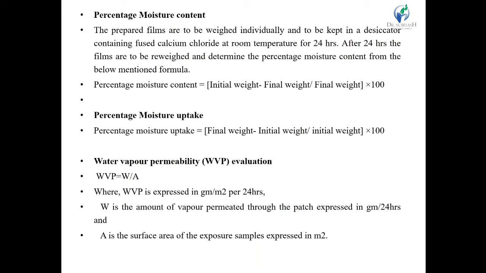Then the moisture content portions: percentage moisture content and moisture uptake. That is the important part. The prepared films are weighed individually and kept in desiccators containing calcium chloride at room temperature for 24 hours. Initially we find out the weight, and after 24 hours we reweigh and determine the percentage moisture content from the formula: initial weight minus final weight, divided by final weight, into 100. For moisture uptake: final weight minus initial weight, divided by initial weight, into 100. So we get the moisture studies. Water vapor permeability evaluation we also have to go for.